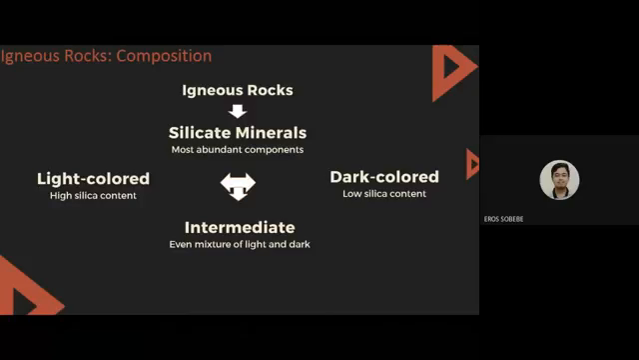By contrast, the light silicates contain greater amounts of potassium, sodium, and calcium, and are richer in silica than dark silicates. Light silicates include quartz, muscovite mica, and the most abundant mineral group, feldspar.